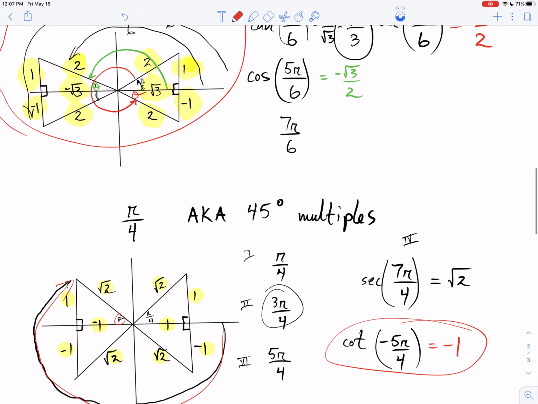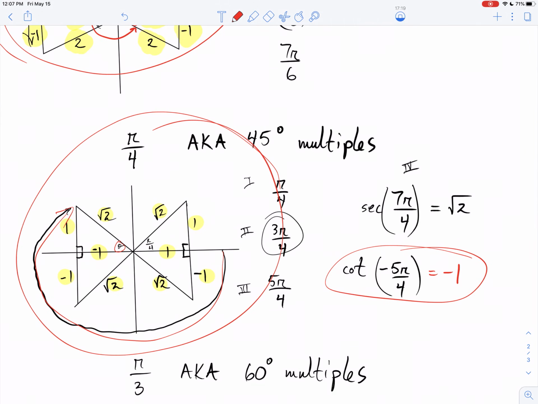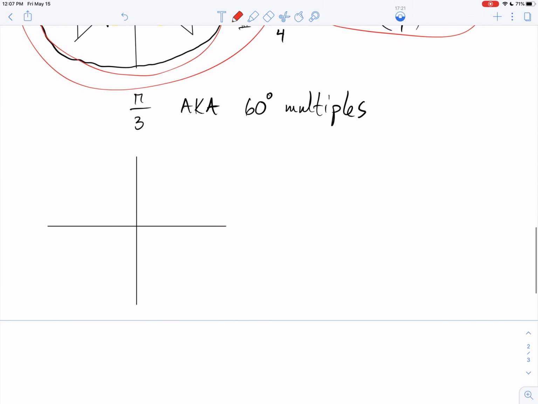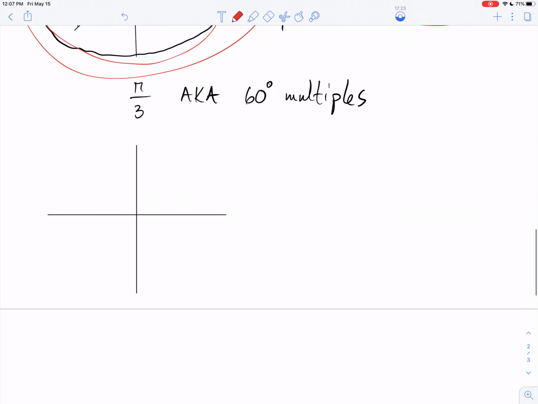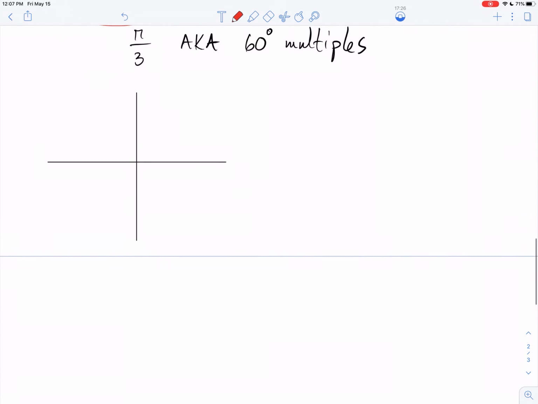I draw this guy on the middle board. And then I'm going to do this last one here, pi over 3 multiples of 60. I draw this on the far right board. Well, stage right, I guess. Well, from where you're facing usually.